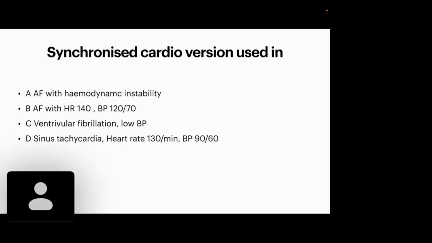Now let us see, synchronized cardioversion is used in which option: A, atrial fibrillation with hemodynamic instability; B, atrial fibrillation with heart rate of 140 and BP 120/70; C, ventricular fibrillation with low blood pressure; or D, sinus tachycardia with heart rate 130 beats per minute with BP 90/60. Here the answer will be atrial fibrillation with hemodynamic instability, because in ventricular fibrillation you have to go for the defibrillator. Now, what is the type of energy used in defibrillation in an adult? 120 joule monophasic, 500 joule monophasic, 120 joule biphasic, or 360 joule biphasic? Here the answer will be 120 joule biphasic.